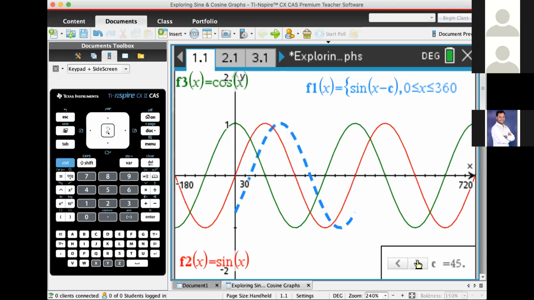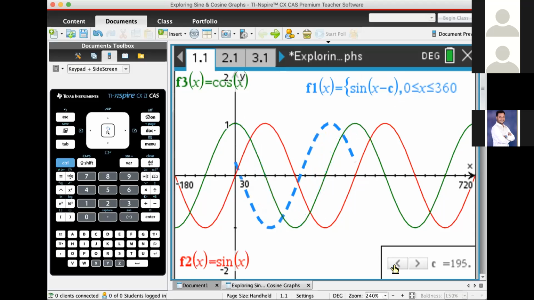But if I move it enough number of times, can you see that I'm moving it enough number of times? Whoa, it became a cos. How much did I move to the right? I moved 270. It's still written as sine of X minus C, where C is 270, but it's become cos. Can you see that, everyone?